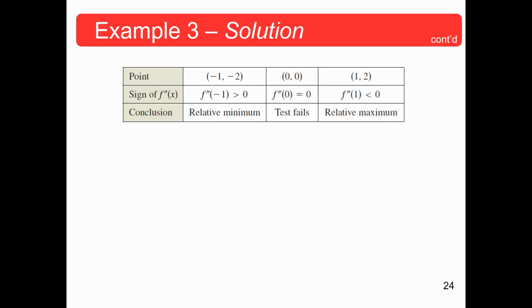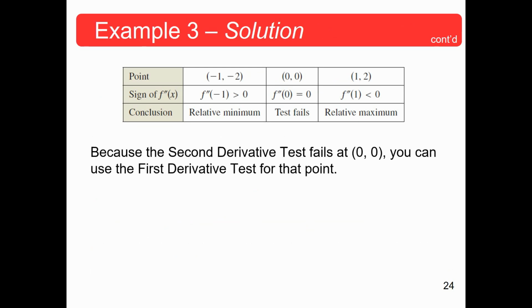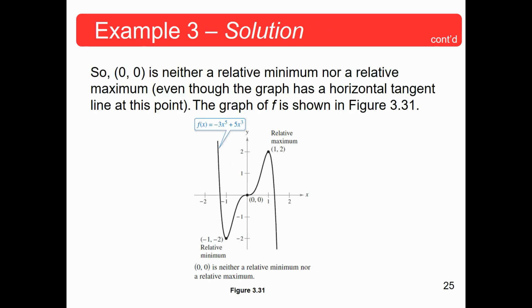All right. So we saw that the second derivative test failed at 0, 0. We used the first derivative test to determine that it is neither a relative minimum or a maximum. Here's the actual graph. Relative min, relative max, neither. So if you have any questions about the second derivative test, please just shoot me a reminder or ask a question in class.